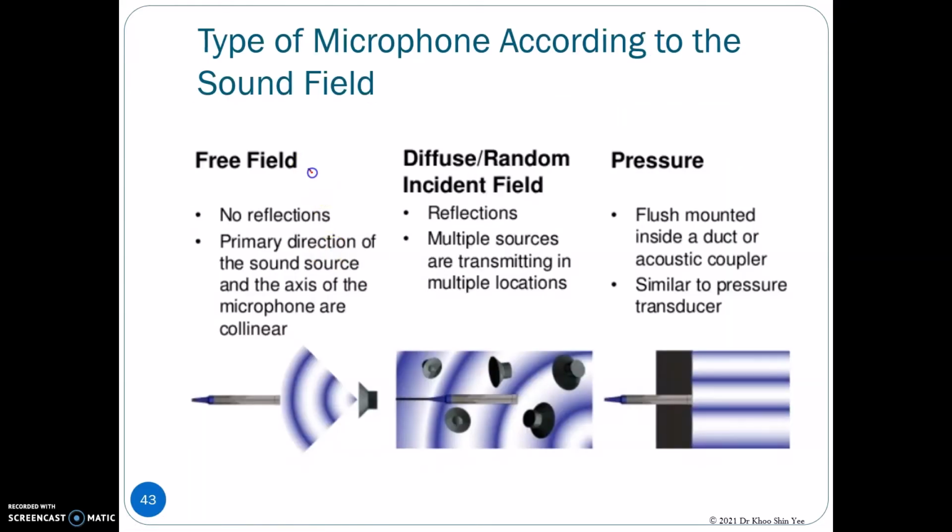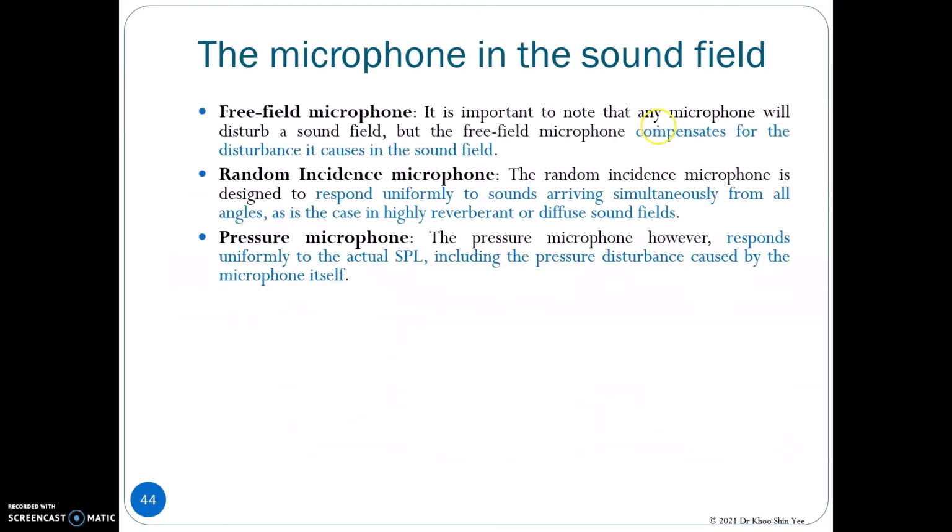So far, we have learned about the free field and also the diffuse field. In the free field condition, we can use the free field microphone in order to measure the sound. And for the diffuse or random incidence field, we can use the random incidence microphone. Bear in mind, any microphone will disturb a sound field because it tends to be an obstacle to the sound. The free field microphone is able to compensate for the disturbance it causes in the sound field. Therefore, it is suitable to be used in the free field condition.